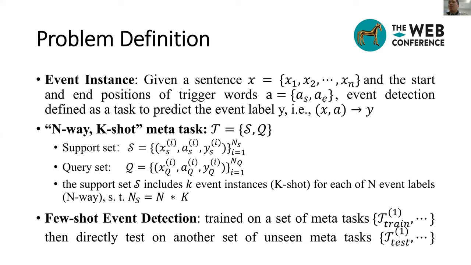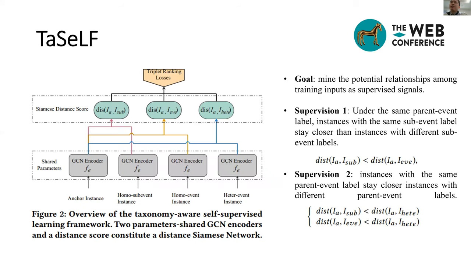The capacity of a few-shot event detection model is measured by the generalization ability on unseen tasks, that is, performance of meta tasks in the testing phase. After that, we will detail our proposed model. First is the taxonomy-aware self-supervised framework, TASELF. TASELF aims to mine the potential relationships among training instances as supervised signals, which can help to alleviate the generalization bottleneck brought by the insufficient training examples.